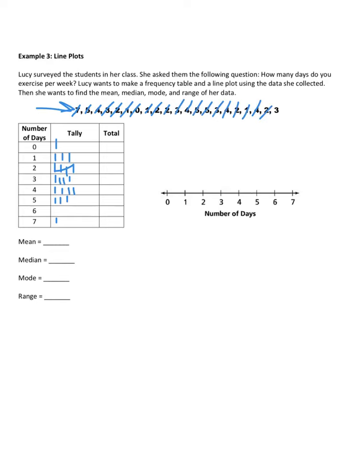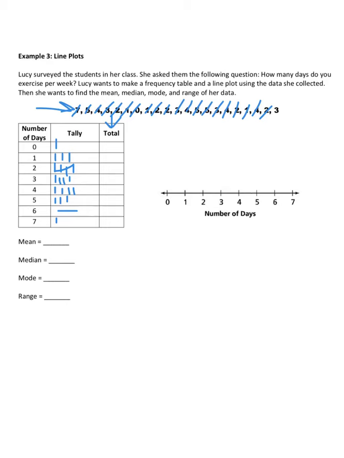So if you take a look at my frequency table, you'll see that I have my tally column filled in, and in every number, 0, 1, 2, 3, 4, 5, and 7, all of those numbers have tallies, but 6 does not. So now what I'm going to do is take a look at my total column, and that total column is just how many total tallies there are.